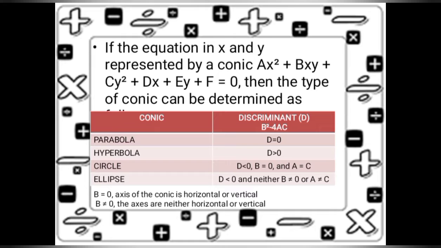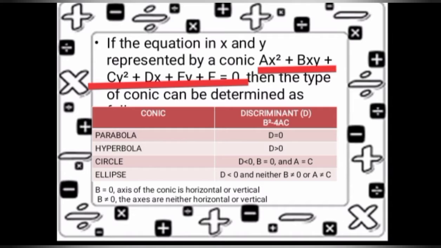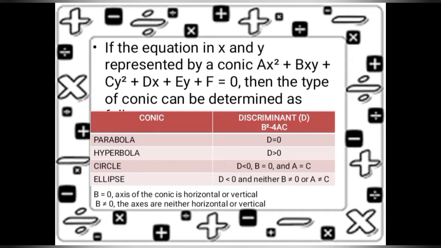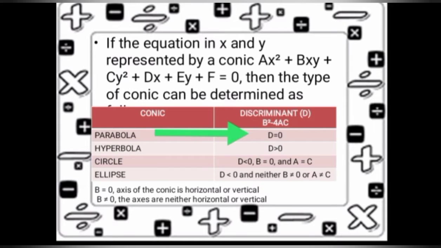Then we can get the values of a, b, and c from the equation ax squared plus bxy plus cy squared plus dx plus ey plus f is equal to 0. Just substitute the given equation into this form. So if it is a parabola, again, the discriminant is equal to 0. Now if it is a hyperbola, the discriminant should be greater than 0.